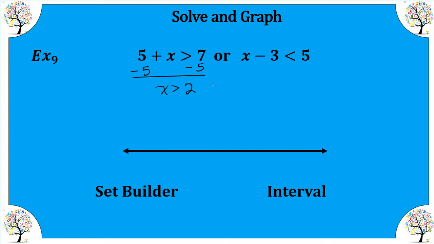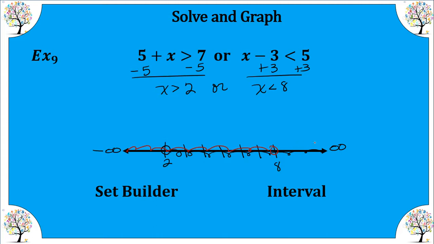x is greater than 2, or x is less than 8. So we have 2, 3, 4, 5, 6, 7, 8. Let's go ahead and put our infinities. And x is greater than 2, and again, it's not included. And we have x is less than 8. So this is an or.